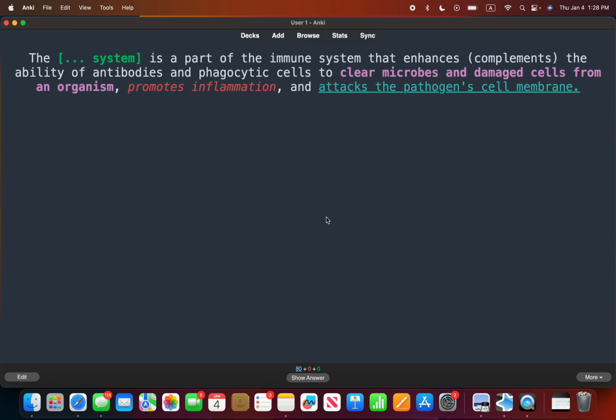What system is a part of the immune system that enhances, complements the ability of antibodies and phagocytic cells to clear microbes and damaged cells from an organism, promotes inflammation, and attacks the pathogen's cell membrane?